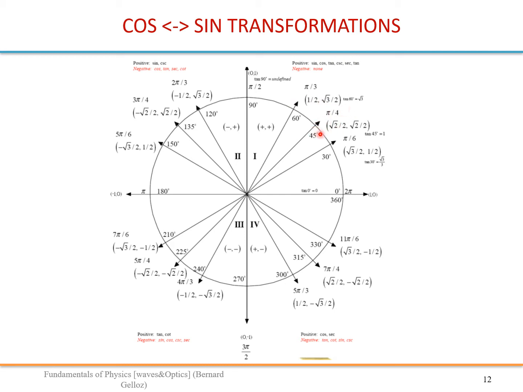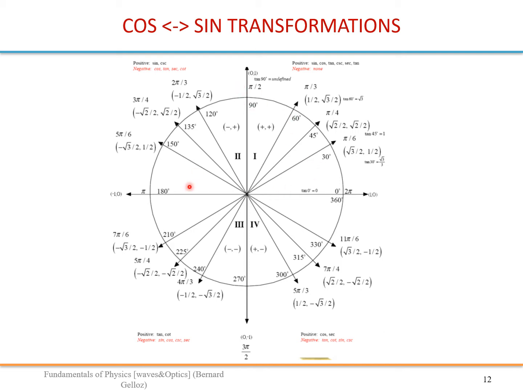Like pi over 4, here you have the cosine is square root of 2 divided by 2, and the sine is square root of 2 divided by 2. Okay. So basically you should know for pi over 3, pi over 4, pi over 6. And of course 0, pi over 2, etc.